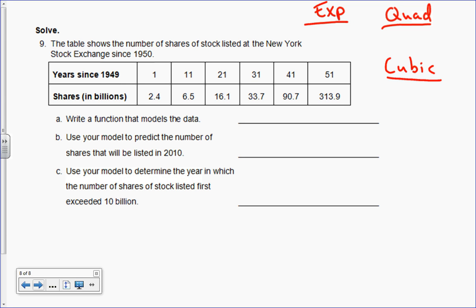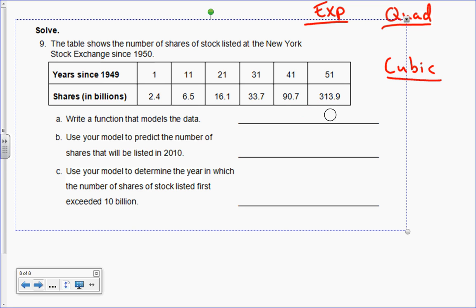All right, and we got our years are 1, 11, 21, 31, 41, 51, and our numbers are 2.4, 6.5, 16.1, 33.7, 90.7, and then 313.9. The thing that makes me think it's exponential is this ginormous jump right here from 90 to 313. Exponential means really fast growth or decay, and that's really fast. It starts small, small, small, and then all of a sudden, bang, it grows. So I got the data in there, so let's go Stat over to Calc, and let's try quadratic first.